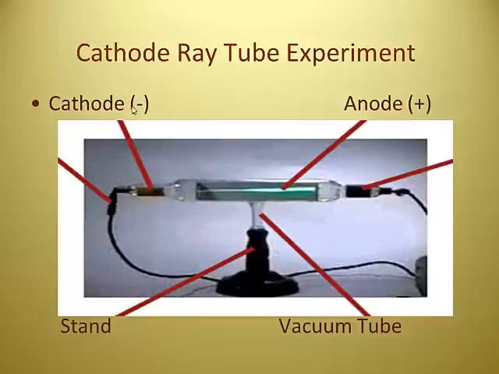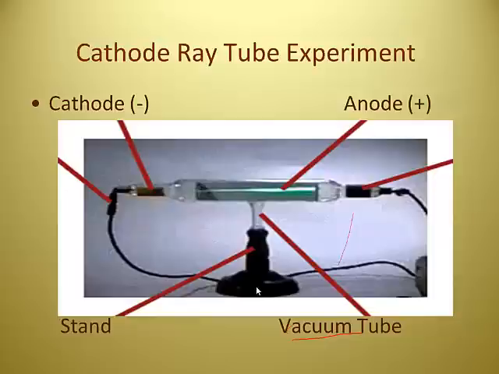And they call it a cathode ray tube because one end of it is called a cathode, and that's where they hook up the negative end of the battery. And the other end over here is called the anode, and that's where they hook up the positive end of the battery. Meanwhile, the inside is a vacuum tube, and it's got this nice little handy-dandy wooden stand so you don't electrocute yourself trying to hold it.